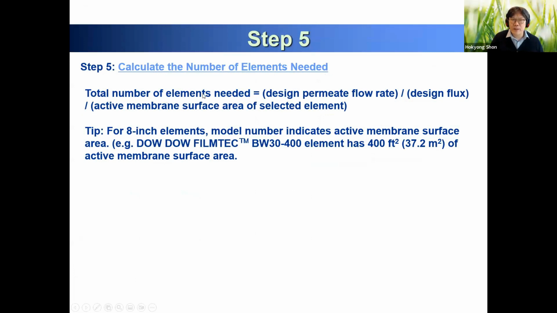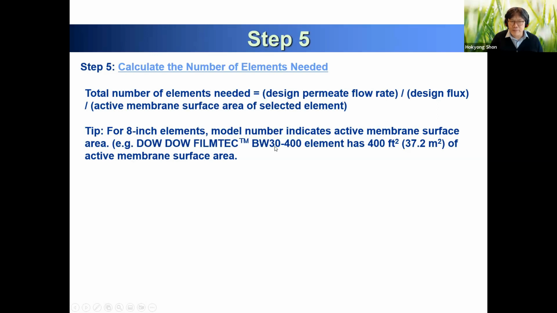So the total number of elements needed is equal to the design permeate flow rate. Let's say 300 cubic meter per day. That's the design permeate flow rate. And this is the design water flux and the active membrane surface area of the selected element. So we can get the information from the manufacturing company.